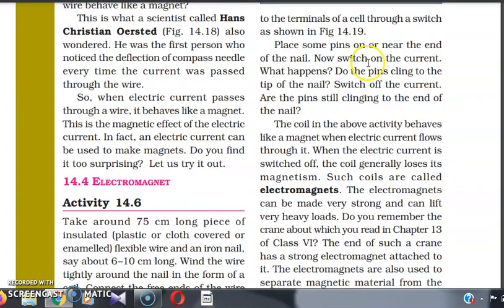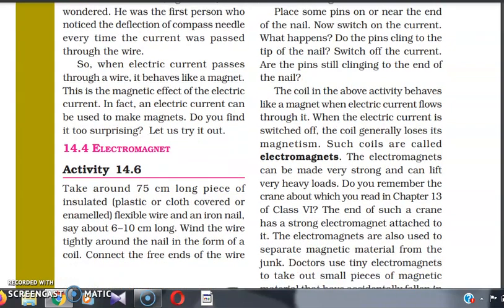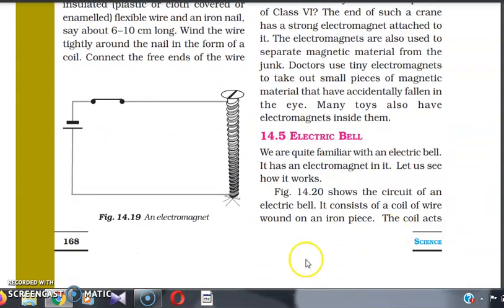Place some pins on or near the end of the nail. Now switch on the current. What happens? Do the pins cling to the tip of the nail? Switch off the current. Are the pins still clinging to the end of the nail? So, after making the arrangement like this, whenever we switch it on, we will see, yes, the pins cling to that iron nail. That means the iron nail has got the power of magnetism and is attracting the pins.